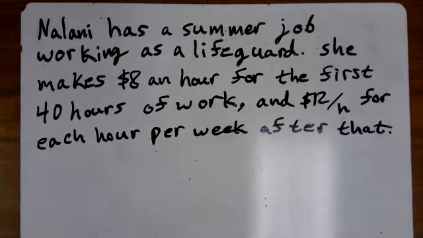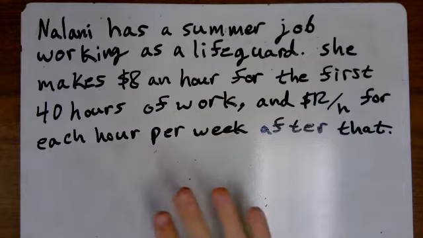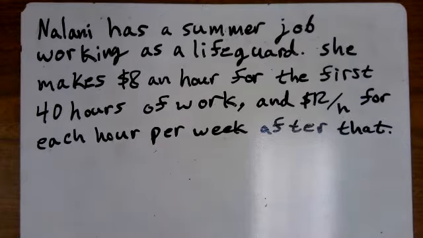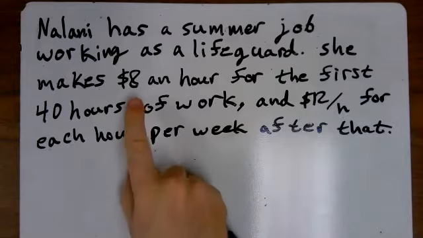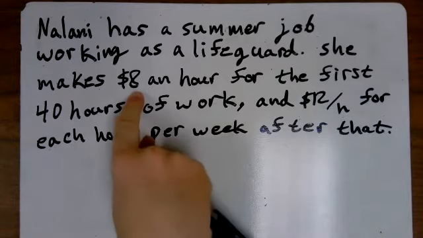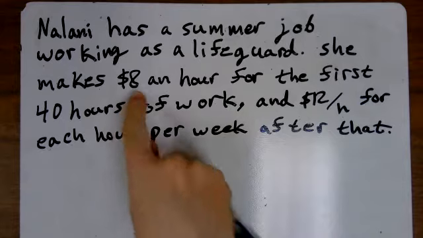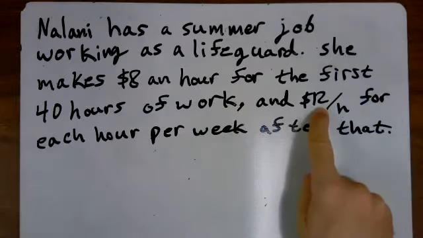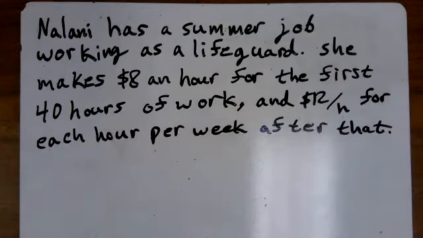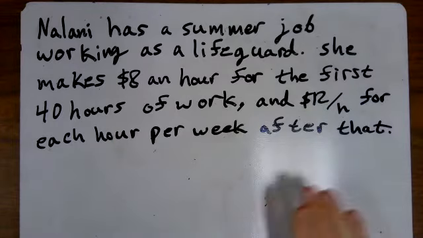Okay, so here we have a situation where the behavior of a system changes abruptly. For each hour she works, she makes $8 until the 40th hour, at which point the behavior changes abruptly and she makes much more money. Now, this system, 40 hours, some amount of money per hour, and then time and a half, or an extra 50% per hour. That's the way overtime generally works, at least in the United States by law.